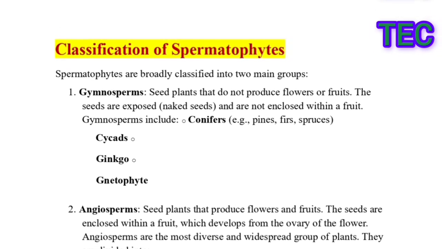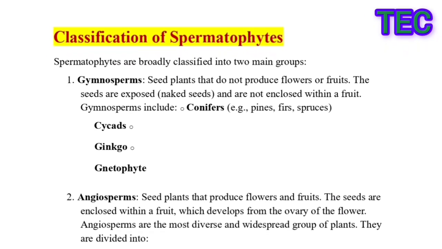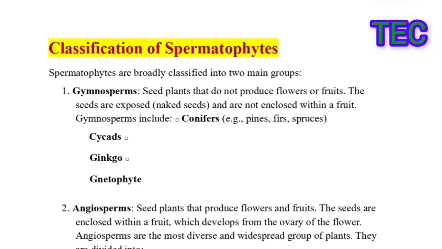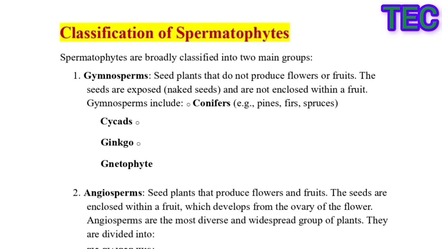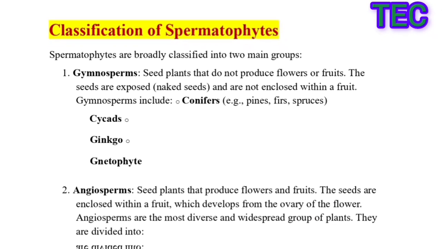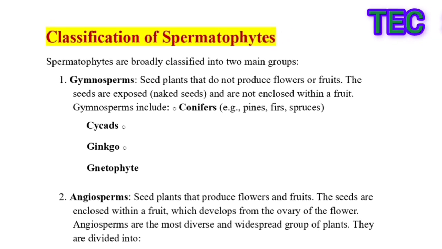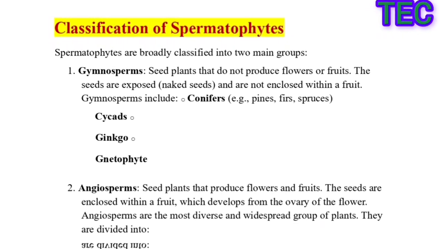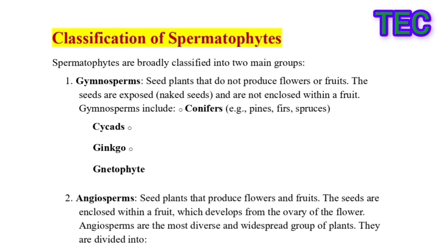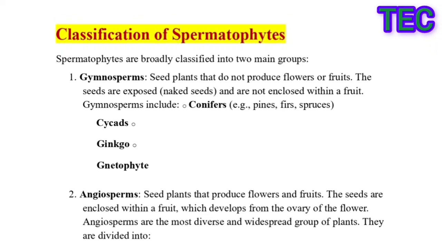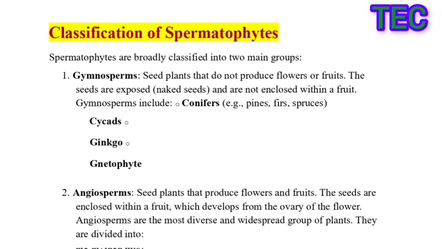Spermatophytes have developed specialized structures for reproduction. Flowers in angiosperms attract pollinators and aid in the transfer of pollen, because if you look at the flowers, some of them have very colored petals that attract pollinators. The cones in gymnosperms protect and develop seeds. Now, classification of spermatophytes. Spermatophytes are broadly classified into two main groups. The gymnosperms: seed plants that do not produce flowers or fruits.